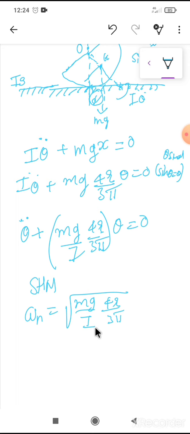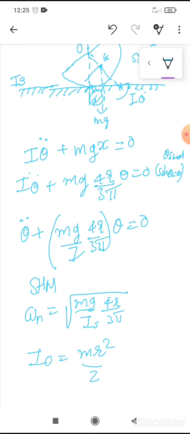So we need to find the moment of inertia at this surface. How can we find it? Which moment of inertia do we know? We know the moment of inertia at the center, that is I_O. The moment of inertia at the center would be mr square, but as it is a semicircular disk, it will be mr square by 2.